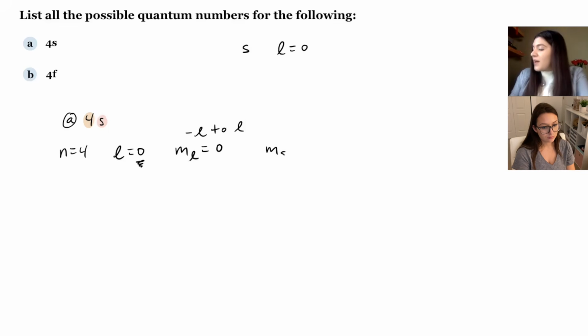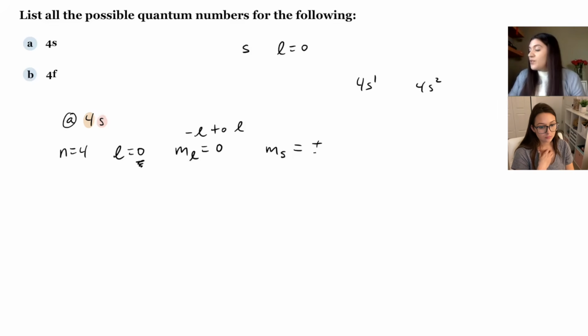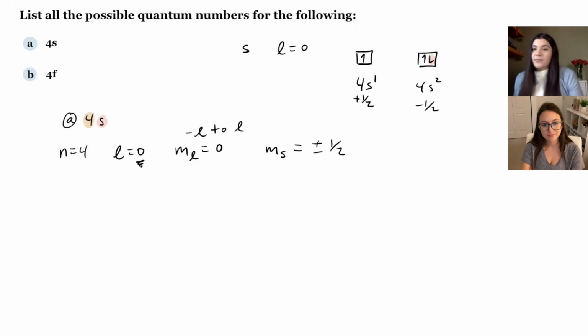And the last one, M sub S, there's no other information. This doesn't tell me that it's 4S1 or 4S2. It just says 4S. So I'm just going to say it's plus or minus 1/2. However, if this were 4S1, it would look something like this, where it's just one electron there, pointing up. So that would be a positive 1/2. But if this was 4S2, then I would have 2 electrons, and I'm just focused on that last electron, and it's pointing down. But because they don't tell me, I'm just going to say plus or minus 1/2.